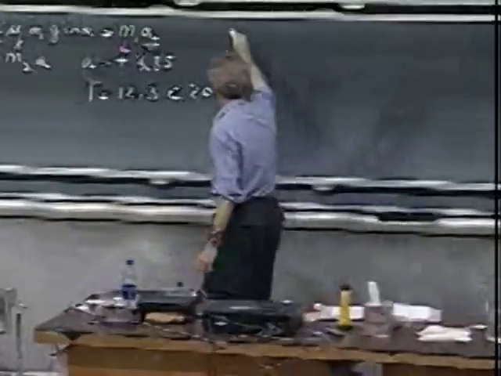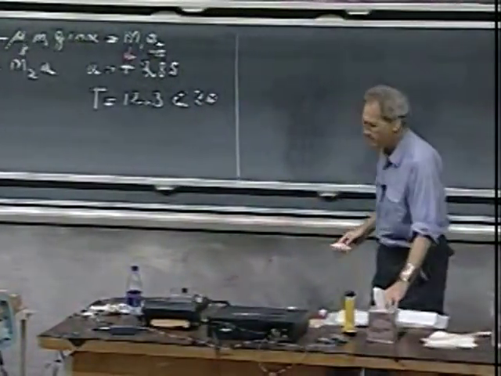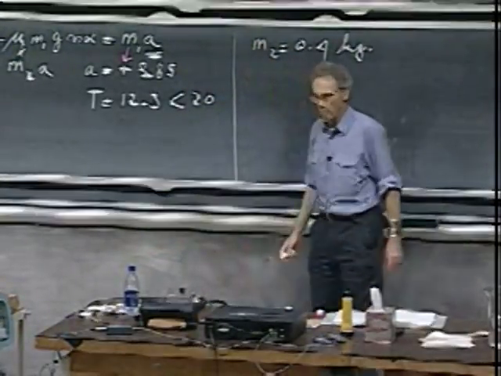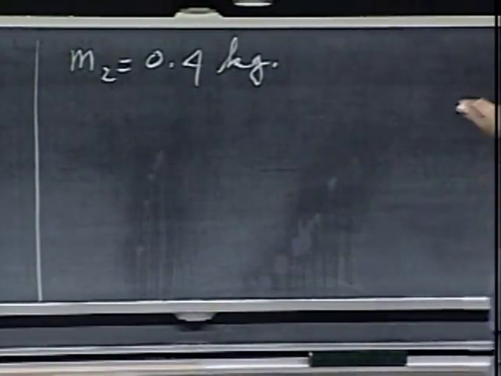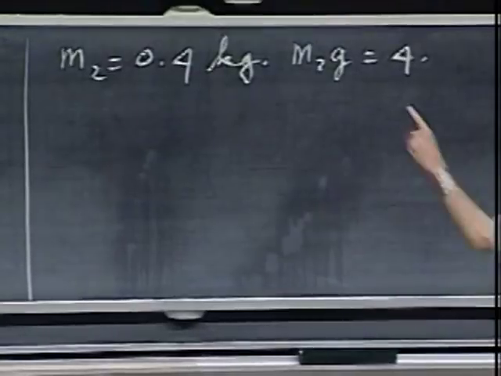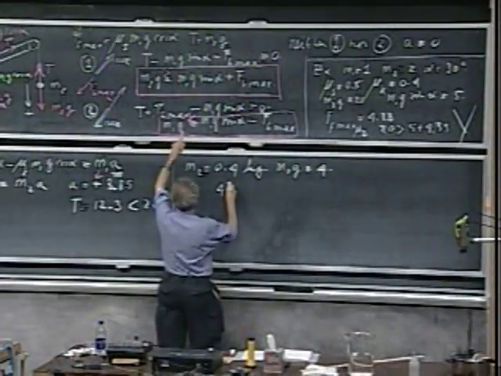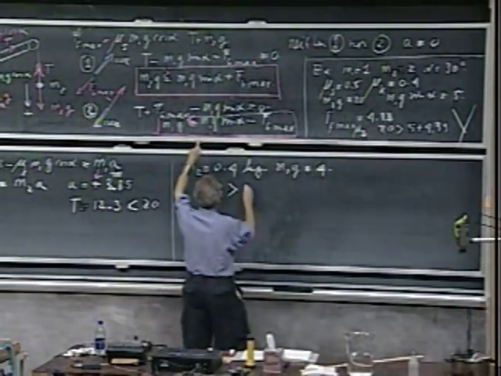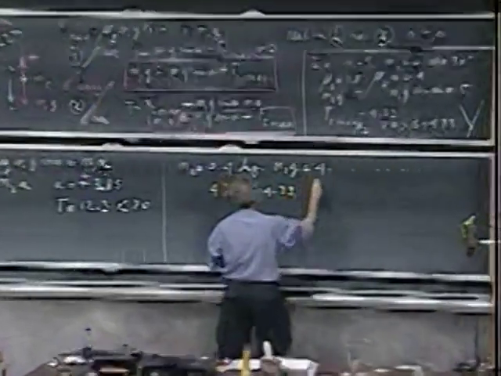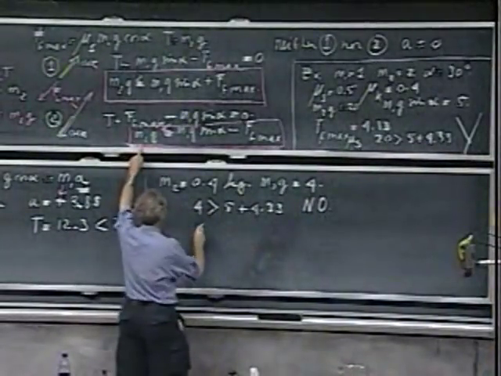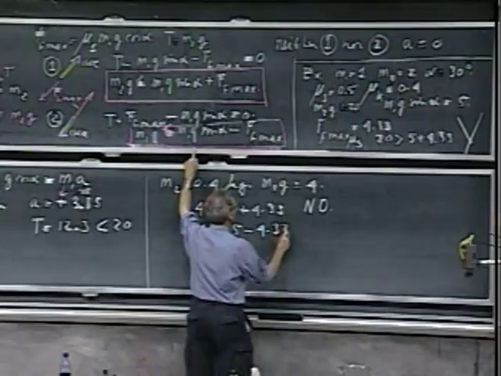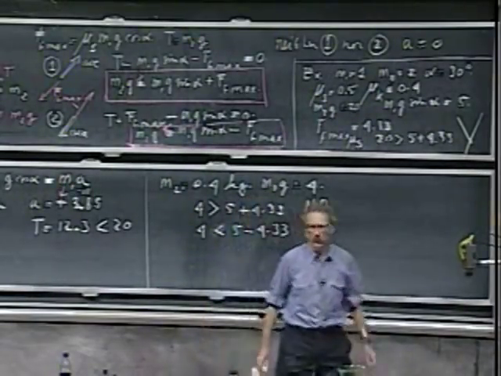Now, we take the same situation. I leave everything unchanged, but I make the second mass, m2, 0.4 kilograms. So now all the numbers remain the same that we have there, except that m2 g now becomes 4. Now I'm going to test again. Is m2 g, which is 4, larger than 5 plus the frictional force static, 4.33? The answer is no. I'm going to test for my second case. Is m2 g smaller than 5 minus 4.33? The answer is no. So what do we conclude?